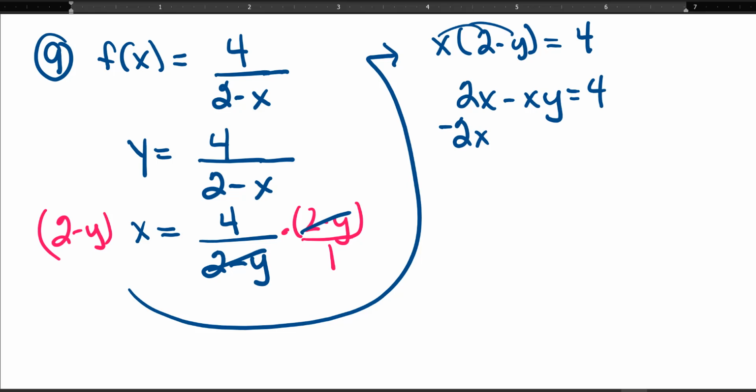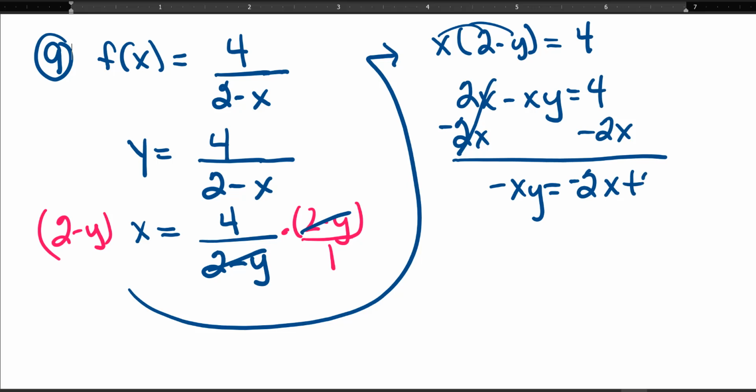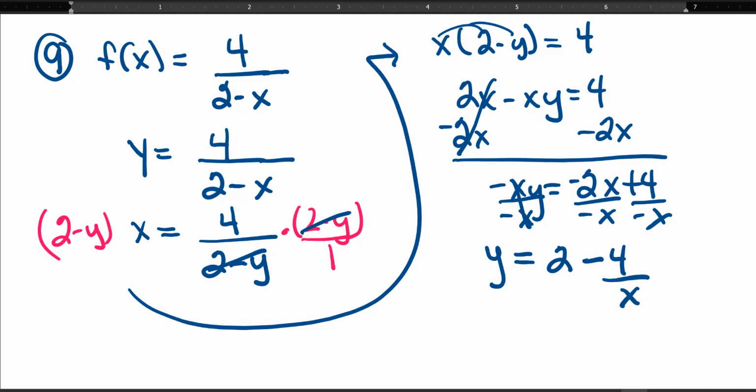We're going to subtract 2x to both sides. And we have negative xy is equal to negative 2x plus 4. And then let's divide each term by negative x. And we have y is equal to negative 2x over negative x. That will give us just 2, because the negative divided by negative is positive. The x's are going to cancel out. Then we have 4 divided by negative x. That's going to give us negative 4 over x. Positive divided by negative is negative.